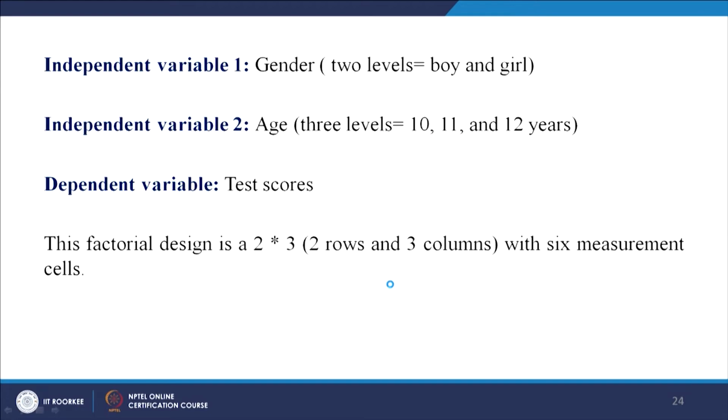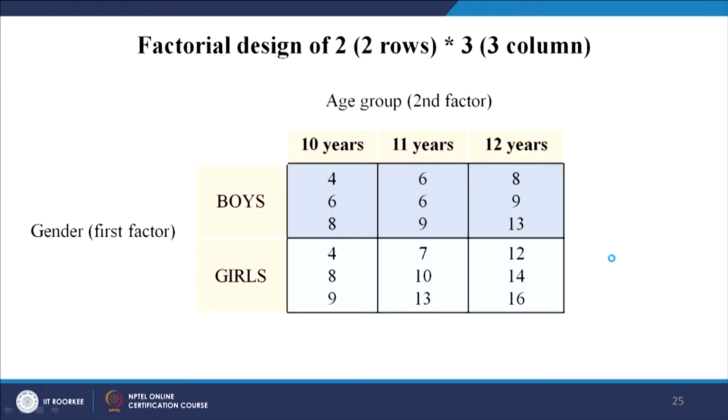Now, what is the independent variable? Gender. How many levels? 2, boy and girl. What is the second independent variable? Age. How many levels? 3: 10, 11 and 12. What is my dependent variable? Test score, right. So, this factorial design is a 2 cross 3 design with 6 measurement cells. How would it look? Like this.